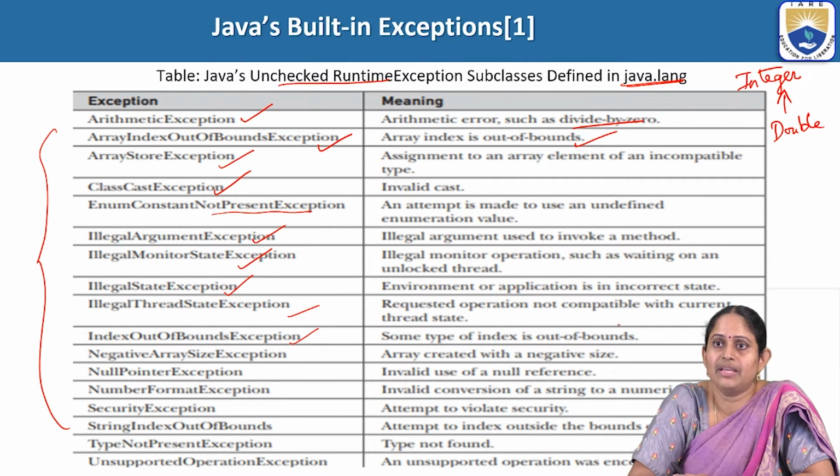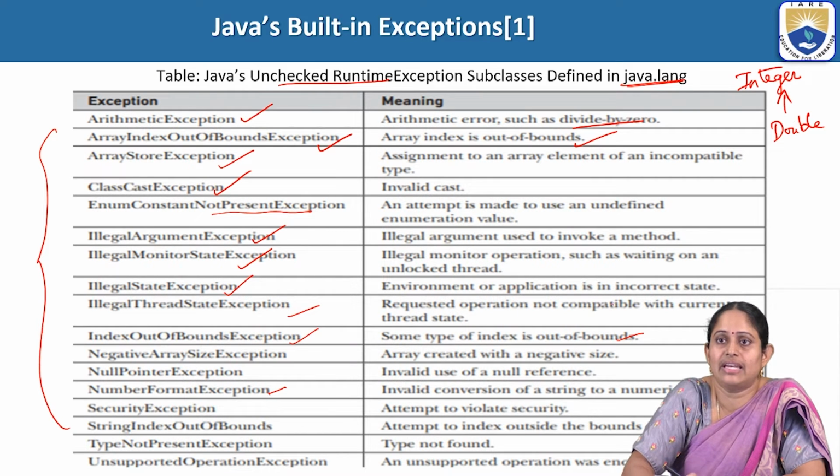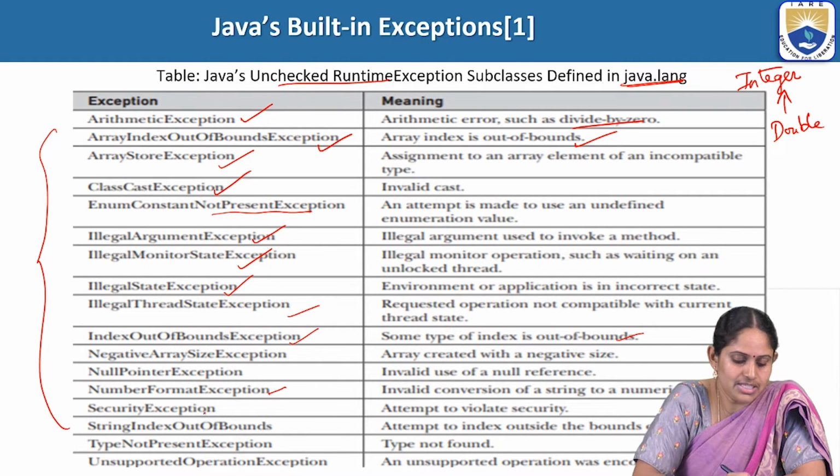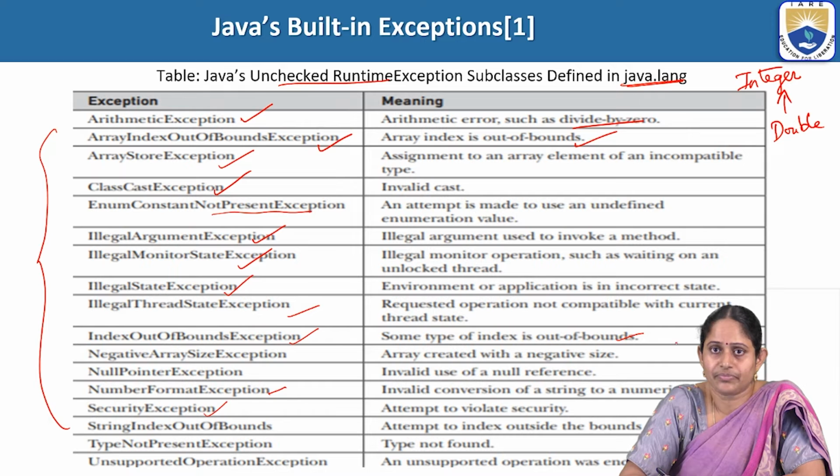This type will be thrown when the index is out of bounds. The negative array size exception will be thrown when you try to create an array with a negative size. Null pointer exception will be thrown when you make an invalid use of a null reference. Next is the number format exception, which will be thrown when an invalid conversion of a string to a numeric format is done.